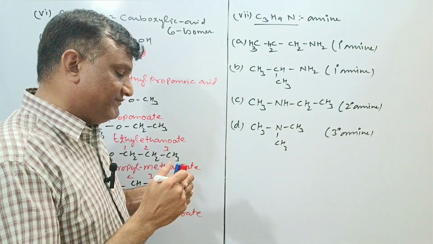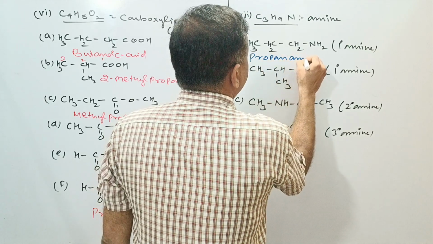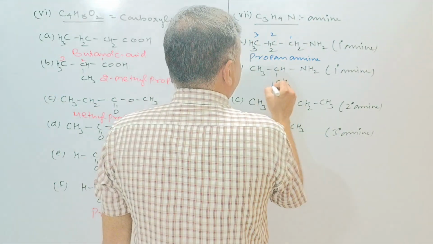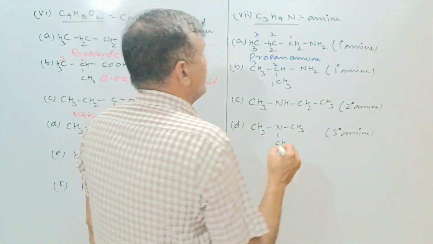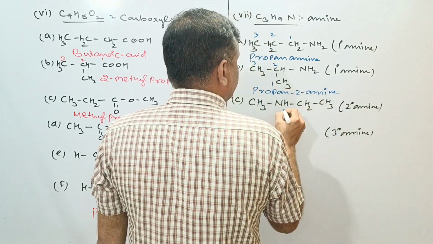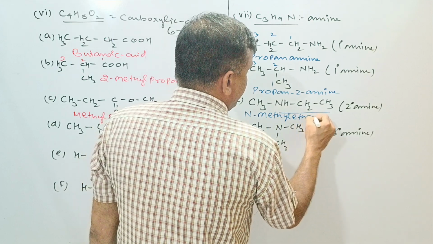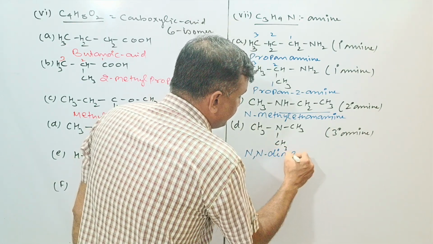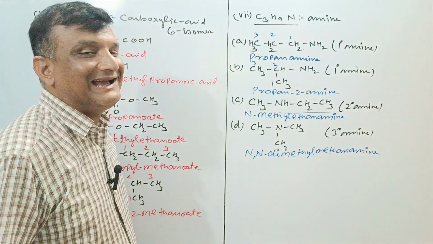If we go with the names, they will be as follows. This is propane amine. Because the amine is present at number 1 position, there is no need to give the position. But if it is as follows, then it is required to give the position. So the name of the compound will be propane-2-amine. Here the longer chain will be the amine chain. So this will be N-methyl ethane amine. This is N,N-dimethyl methane amine. So these are the isomers regarding C3H9N.